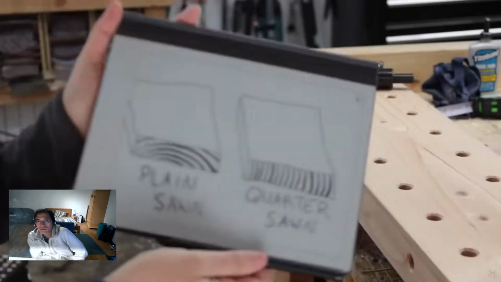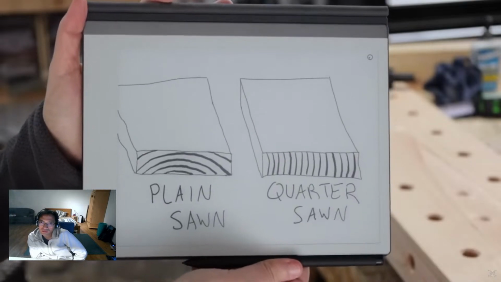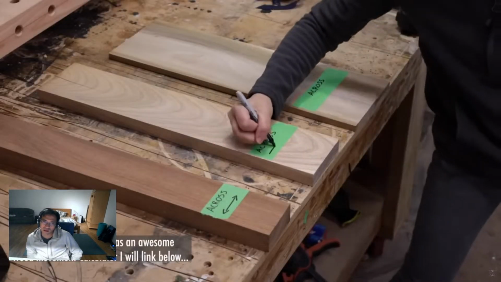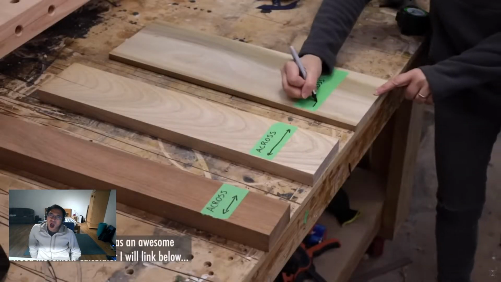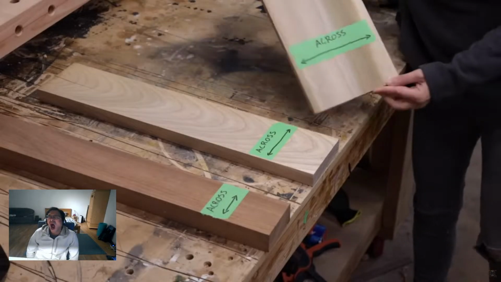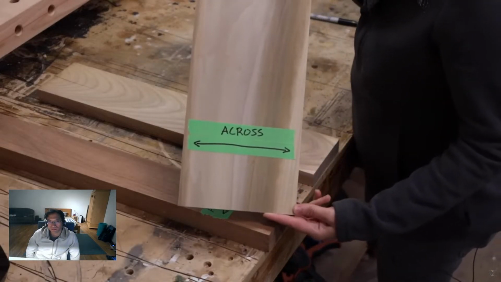But it doesn't just blow up like a balloon the same in all directions, and different cuts of wood will move differently as well. Like a plain sawn board will move more than a quarter sawn board, but I could do a whole separate video on this. The main point regarding wood movement is that the board will typically move the most going across the grain, and the wider the board is, the more it will move.